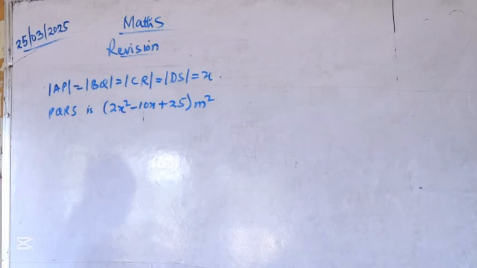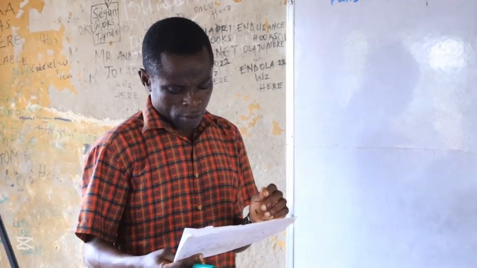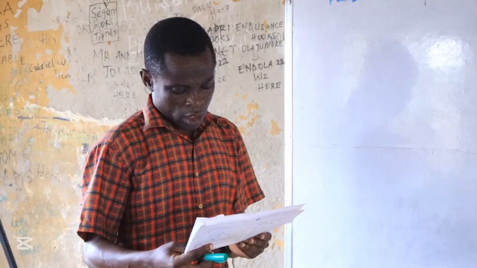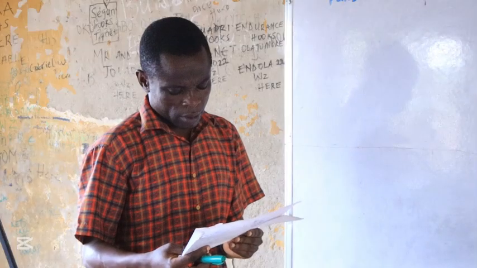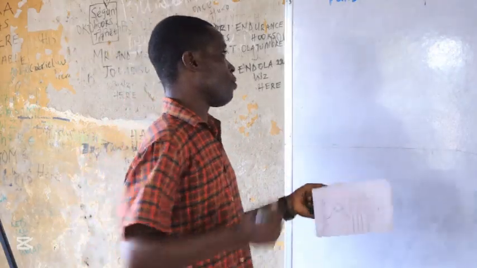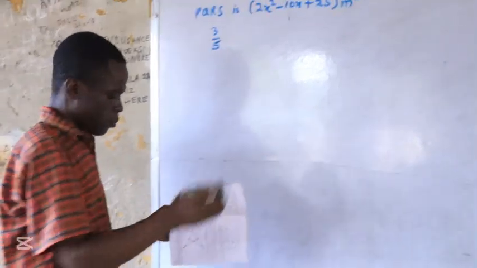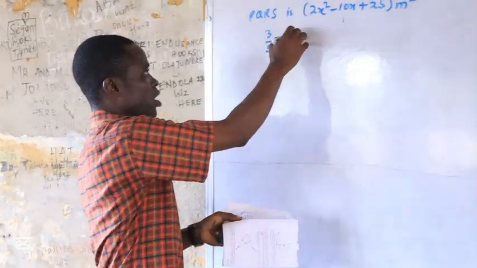Now question B. Find, correct to 2 decimal places, the values of x for which the area of PQRS is 3 over 5 of that of ABCD.